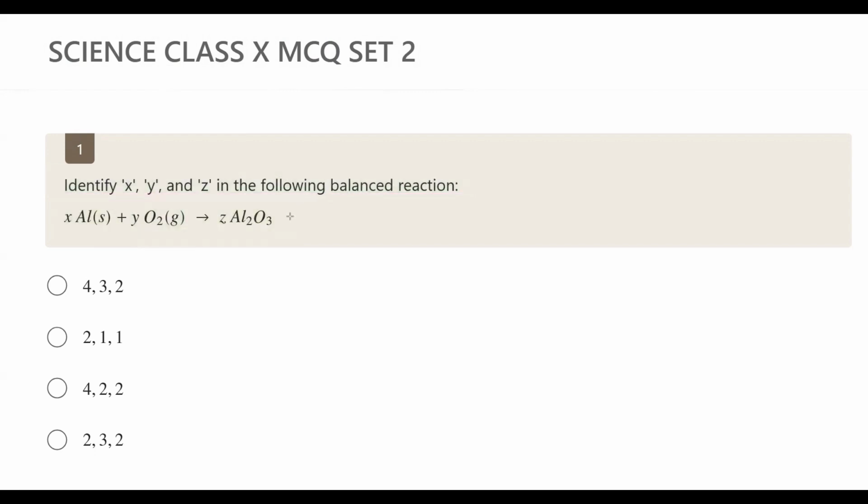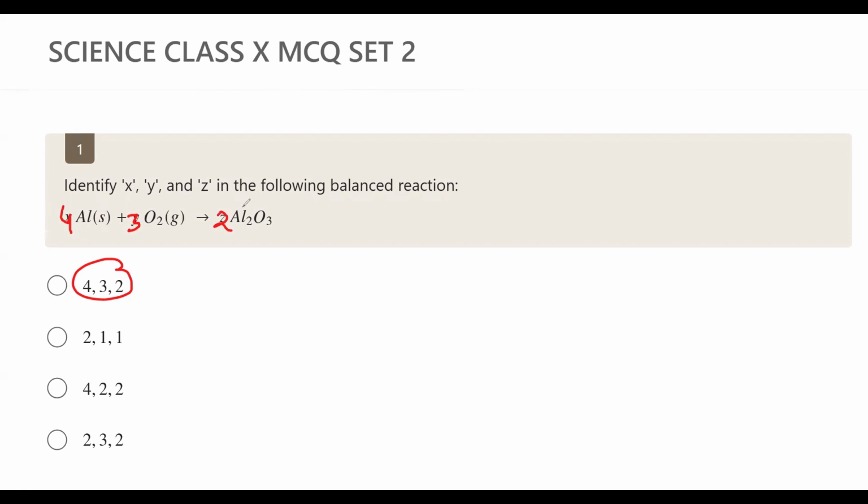Well, there may be several methods, but I prefer the elimination method. Like I'm going to replace X, Y, Z with 4, 3, 2. If it is not true, then we are going to replace with 2, 3, 2, 1, 1, and so on. So let's say I begin with the first option, replacing X with 4, Y with 3, and Z with 2. Now check if it is balanced or not.